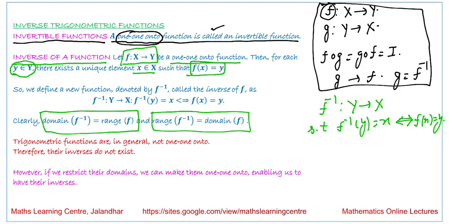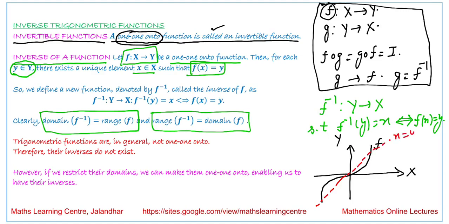Next, one more important thing that will be useful in this chapter: suppose the graph of a function is in this form, this is the function f, with x axis and y axis. If we want to draw the graph of the inverse function, then we have to draw the line x is equal to y. The image of this function along this line, the mirror image along the line x is equal to y, gives us the graph of the function f inverse.